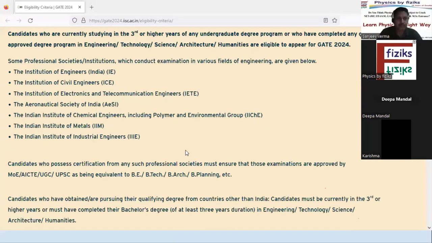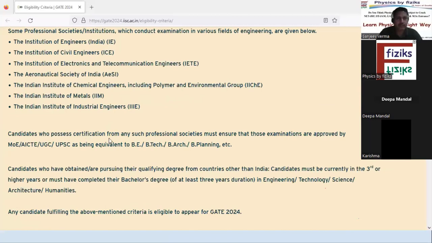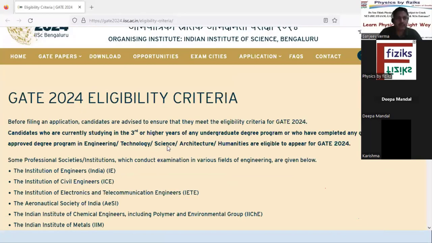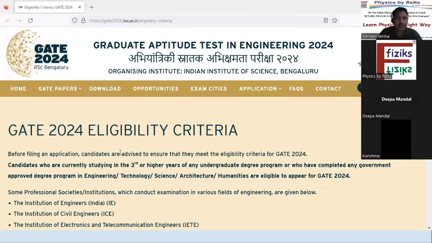MSc second year. So candidates who possess a certification, basically candidates who are currently studying in their third year or higher years of an undergraduate degree program, or who have completed any government approved degree program in engineering, technology, science, are eligible to appear for the GATE. Correct? So not an issue.